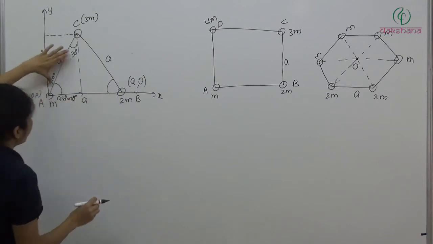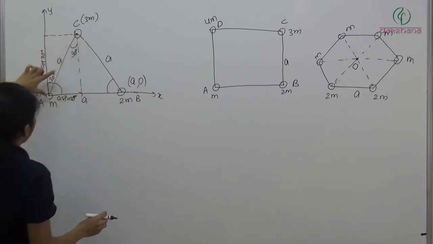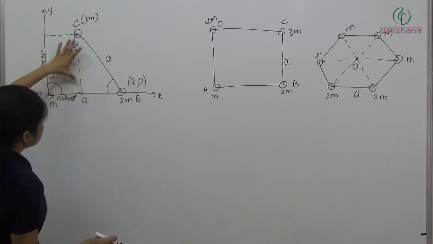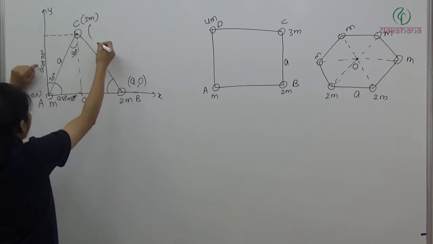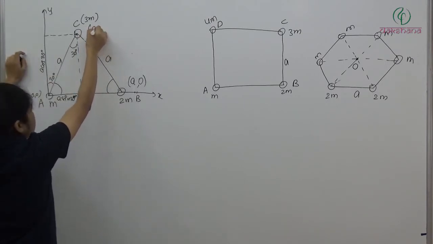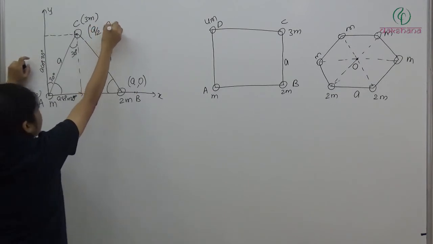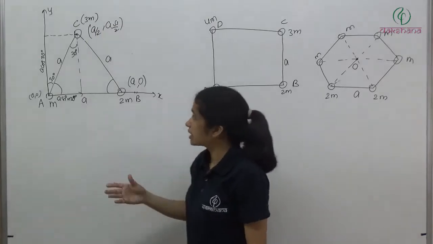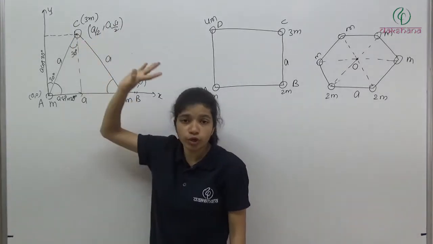So now we have a sin 30 as its x coordinate, and a cos 30 as its y coordinate. This length is the x coordinate, this length is the y coordinate. So this will be a by 2 and this will be a root 3 by 2. Now directly you could say that its x coordinate is going to be a by 2.